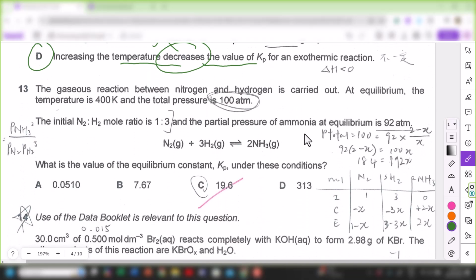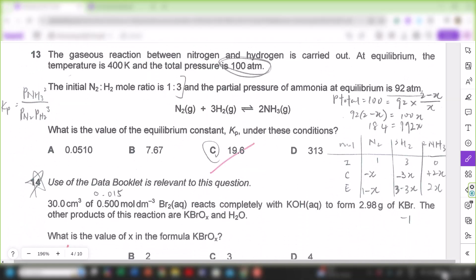Question 13 is an equilibrium question. We have a gaseous reaction between nitrogen and hydrogen carried out. At equilibrium, the temperature is 400 Kelvin. Equilibrium total pressure is given to be 100. So let's take note of this. The initial mole ratio of nitrogen to hydrogen is given to be 1:3. This is important as well. Do note that this is a mole ratio, not number of moles, so we have to take note of it. And of course the partial pressure of ammonia at equilibrium is given to be 92.